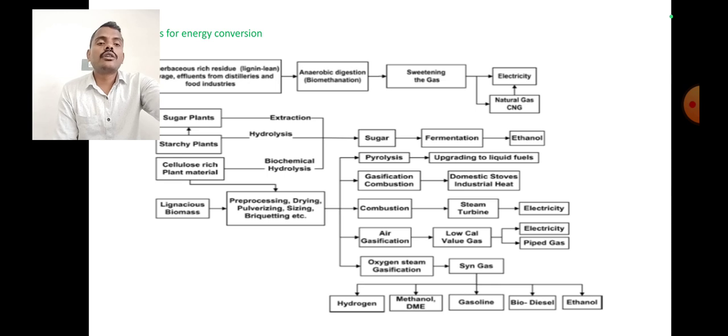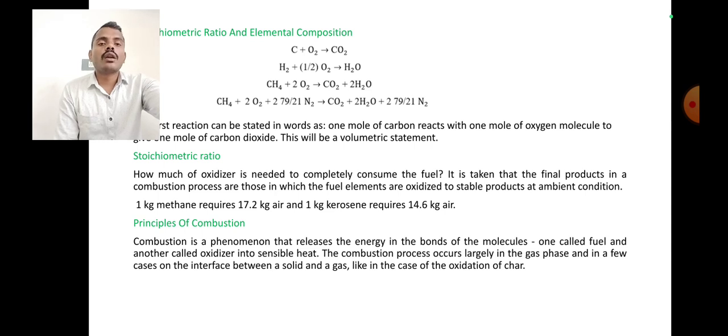This is the energy conversion chart for thermochemical conversion. This is the stoichiometric ratio and elemental composition. Elemental composition means carbon plus oxygen is converted into carbon dioxide. This is a reaction: carbon reacts with oxygen and forms carbon dioxide. Hydrogen reacts with oxygen and forms water vapor. And methane reacts with oxygen and forms carbon dioxide and water vapor. These are all the reactions that take place in combustion.